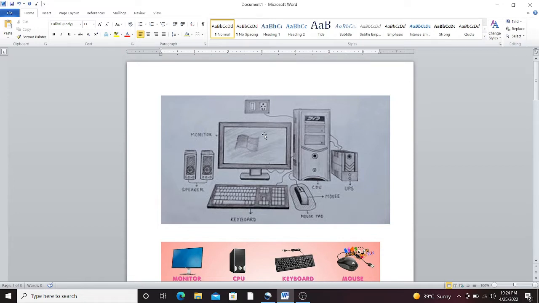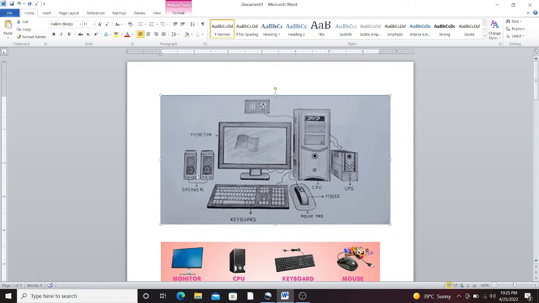Now you can see this is a computer. You can see the different parts are combining together and they make a computer, like this monitor, CPU, keyboard, mouse, speaker, and this UPS. They all are coming together, they all are combining, and then they form a computer system. So this whole is a computer system. These separate parts are not a computer system.